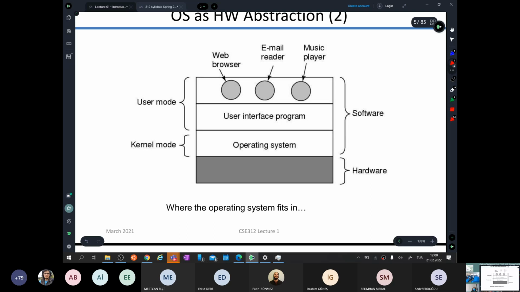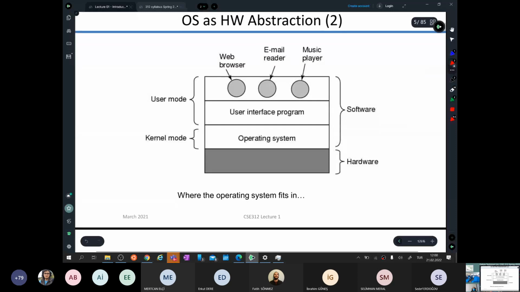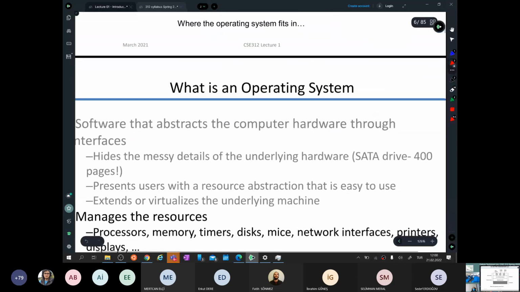Each program thinks that it has its own computer, but if it doesn't, the operating system knows. Okay, a nice abstracted way of doing stuff in our modern computer systems. So we talked about the management of the resources.